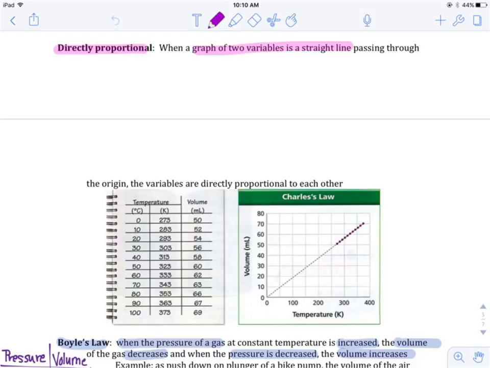You can see here in this chart of Charles' law that as the temperature, now we're actually measuring it here in degrees Kelvin, which is why it's a K, but as the temperature increases, you can see that the volume that the gas is taking up also increases. So that's what makes it directly proportional. As one increases, the other also increases. Likewise, as the temperature decreases, the volume decreases.